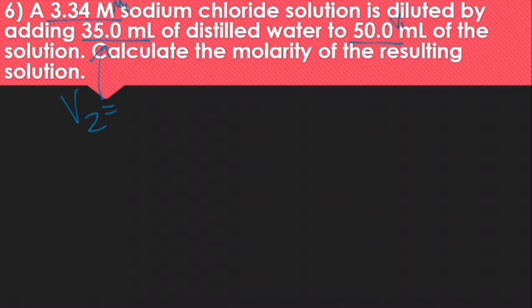My V2 is equal to my V1, which was 50, plus this water that I added to it, which makes this 85 milliliters. And those milliliters are just fine like that because the other volume I have is in milliliters. So these are my numbers. I know my M1 and my V1, and so I'm looking for my M2. And I'm going to take my M1 times my V1, and that's going to be 3.34 times 50.